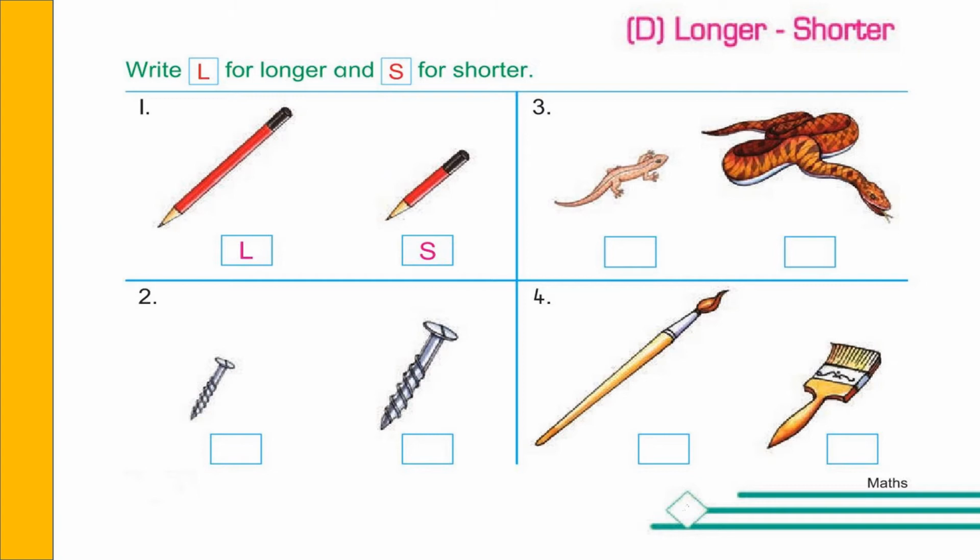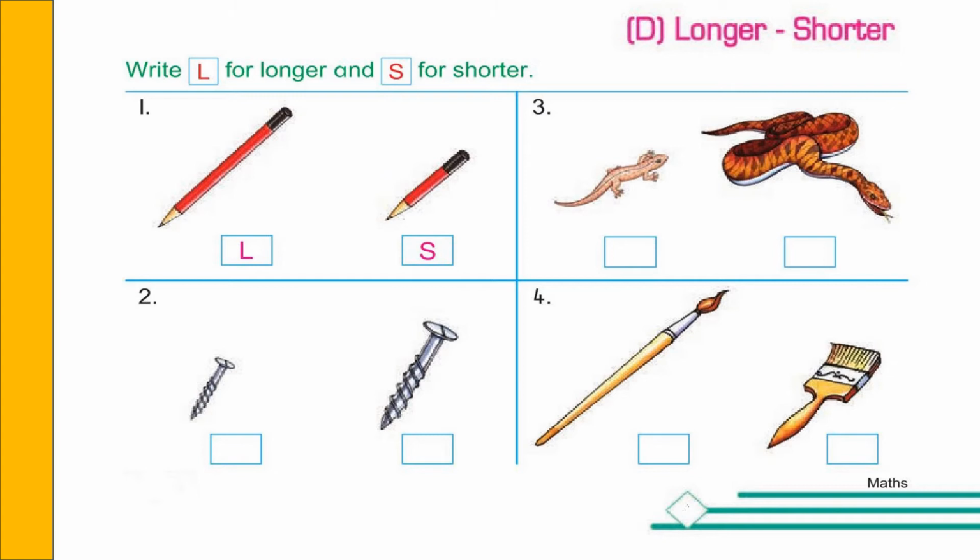We do sharp the pencil a lot. When we sharp the pencil, what happens, kids? The long pencil becomes shorter. That's what is shown in this example. The pencil became short after sharpening. So it's the longer and shorter question. L for longer, S for shorter.